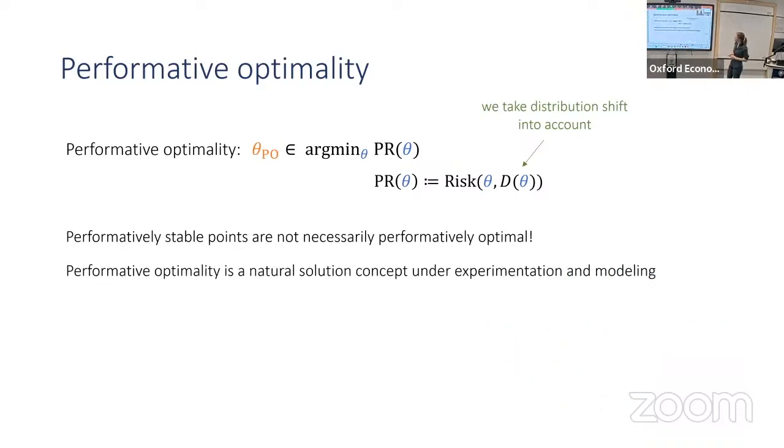So there are two different approaches if you want to find these points, or probably there are more, but just two I'm going to talk about. One is experimentation and the other one is modeling. With experimentation, I mean A-B testing, you do iterative evaluations or some sort of black box optimization to find it, assuming that you do not know D of theta a priori.